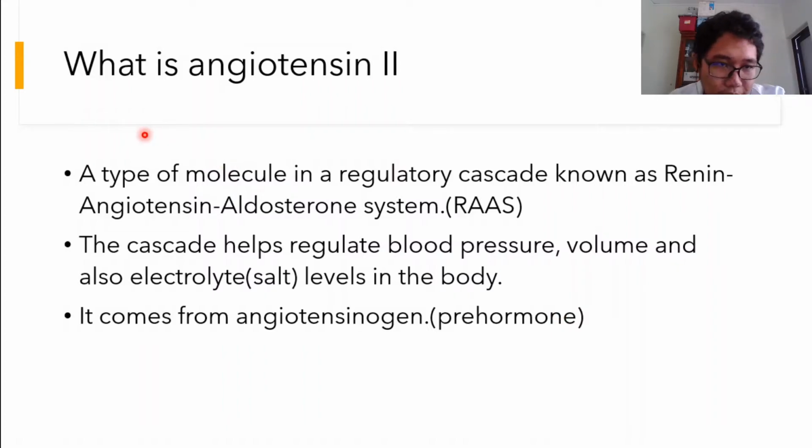So what is angiotensin 2? Angiotensin 2 is a type of molecule in a regulatory cascade known as the RAS, or its long name is renin-angiotensin-aldosterone system. So this is basically just a cascade of hormones that help regulate blood pressure, and not only blood pressure, it helps regulate volume and also electrolyte levels in the body, or in this case salt. Angiotensin 2 does not exist by itself. It actually comes from a precursor known as angiotensinogen, or it's actually a pre-hormone.